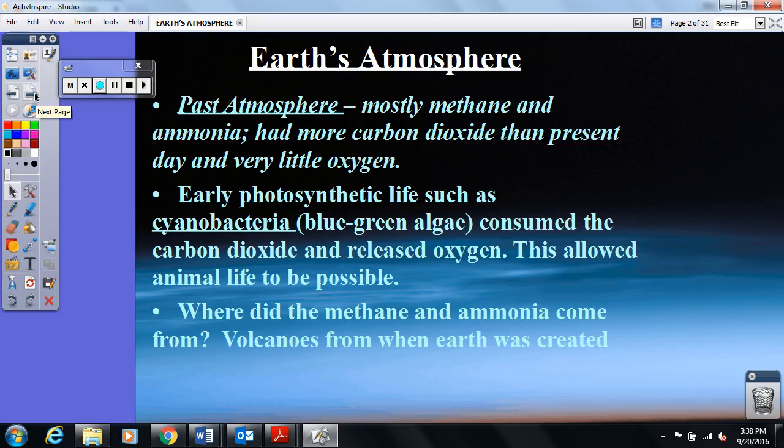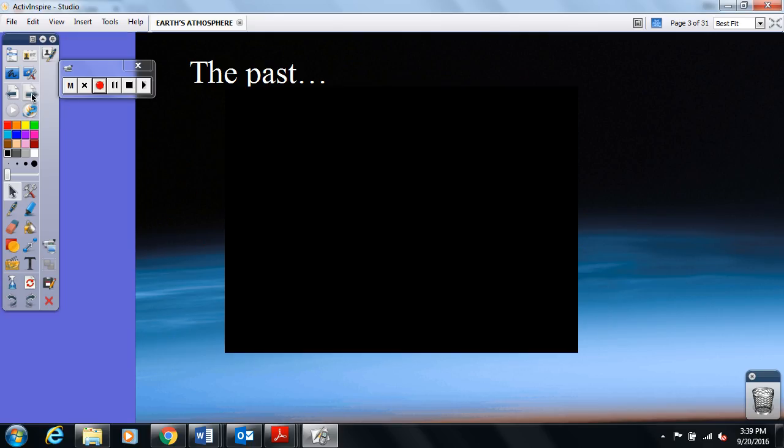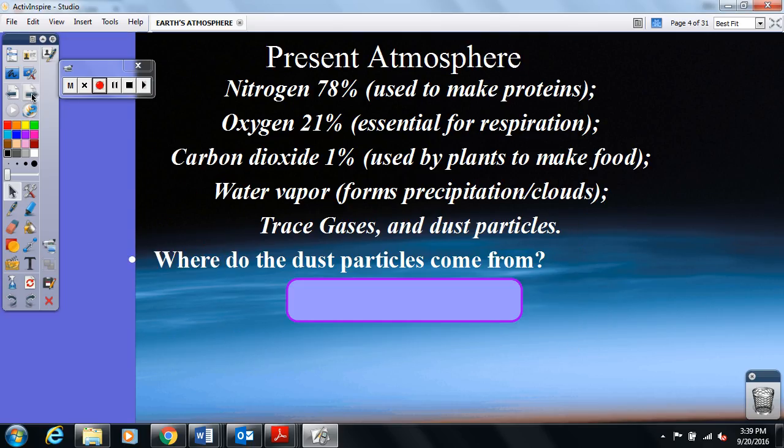Early photosynthetic life, such as cyanobacteria or blue-green algae, is what sort of ate up all the extra carbon dioxide and it released oxygen, which allowed life to be possible. We're ignoring that for now. Once again, you need what is in italics.